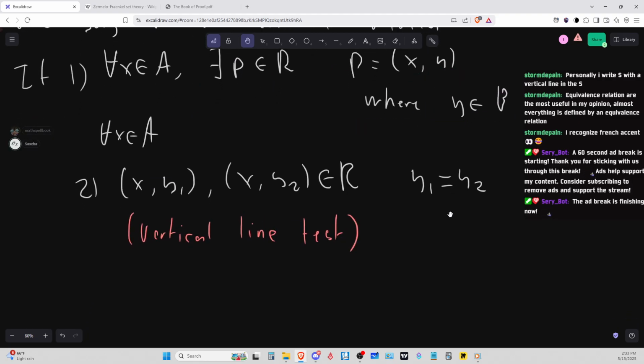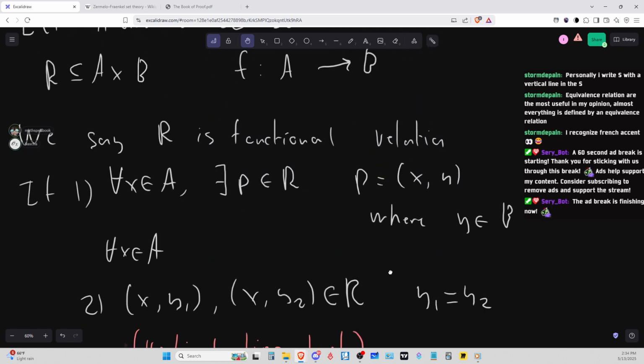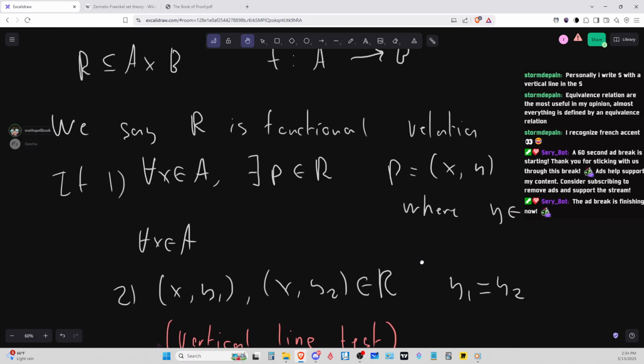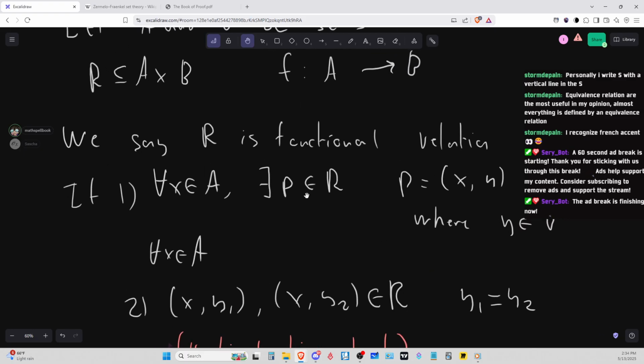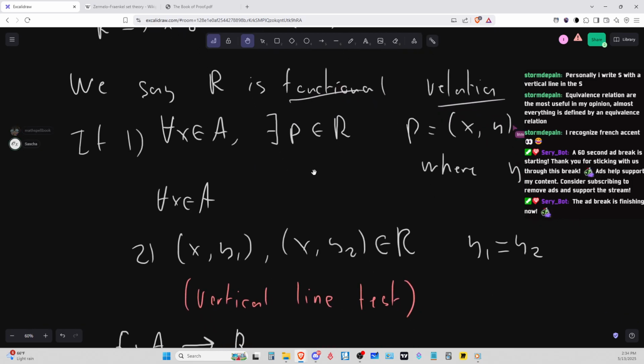And usually for this relation we use the usual notation. We usually write f as a map from A to B, where f is a relation, if you want, we can call it f. Before we continue, I noticed that you wrote we say R is a functional. I'm guessing this R is the relation R? Yeah, so it's a functional relation.